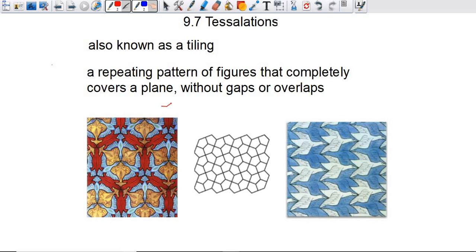So here's 3 examples of tessellations. One of the most famous tessellators you've probably ever heard of would be MC Escher, if you ever heard of them. Art class, they would usually cover something like that.